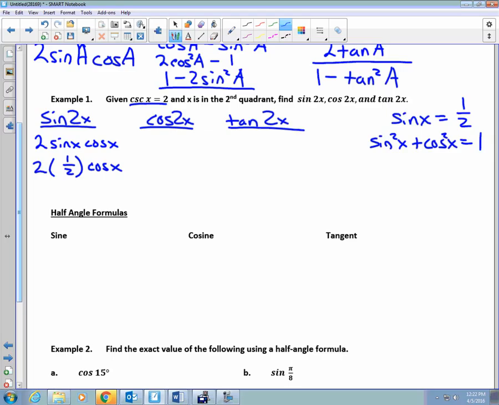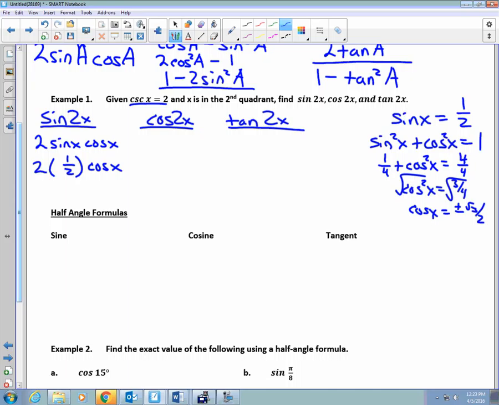So, square sine, what do you get? 1 over 4 plus cosine squared of x is equal to 4 over 4. Subtract: cosine squared of x is equal to 3 over 4. Square root both sides. Cosine of x is equal to... Yes, and I appreciated that, but I needed to see this part first so people would know what was going on.